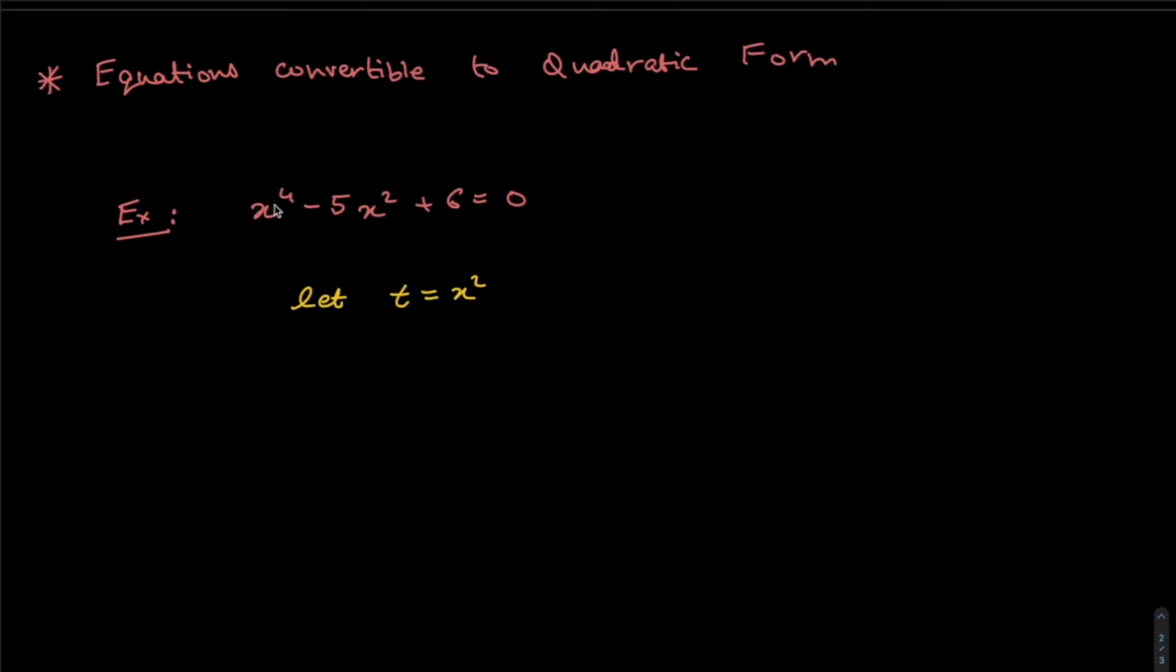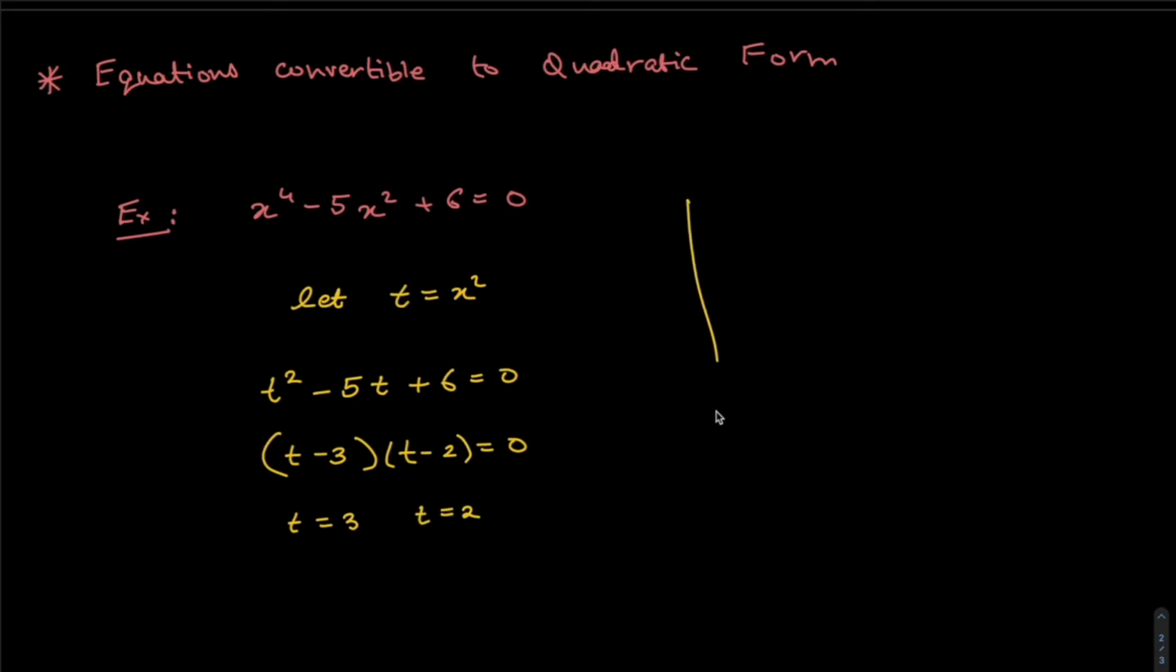Now wherever we see x squared, we replace it with t. So we have x to the power 4, which we can also write as x squared whole squared. So we basically have t squared minus 5t plus 6 is equal to 0. So we can factorize again: (t minus 3)(t minus 2) is equal to 0. t is equal to 3, t is equal to 2, like this. Now we're not done yet.